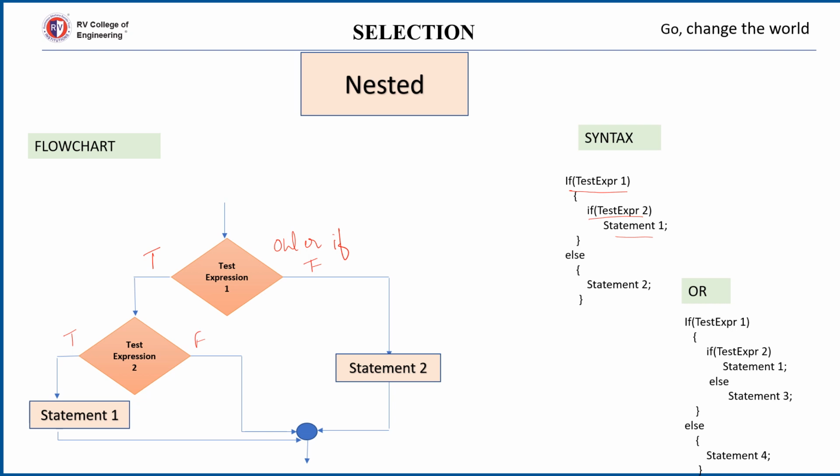We can as well have a complete if-else block inside an if. So, this is the syntax for the same. I have test expression 1. Inside this if block, I again have test expression 2. So, statement 1 is executed. Otherwise, statement 3 is executed. You have to observe here, statement 3 gets executed only if expression 1 is true, but expression 2 is false. If expression 1 itself is false, then the else block is executed.